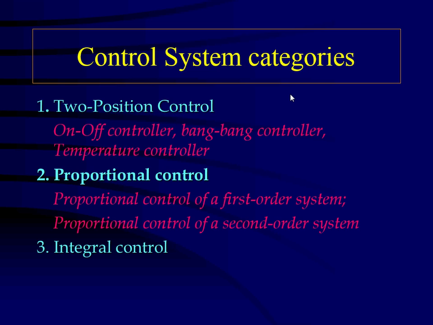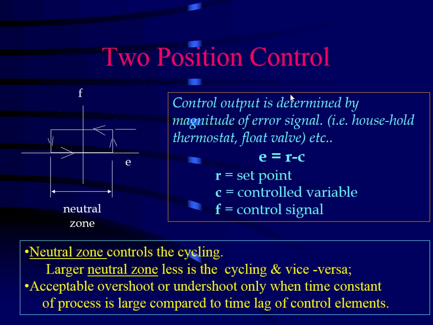in the previous lecture. The integral control and derivative control, those are the basic ones, and there is a combination of these which is called the PID controller, which is proportional, integral, and derivative control. So let's take a look at each one of these. So the first thing is that you have the two-position control system, this one.